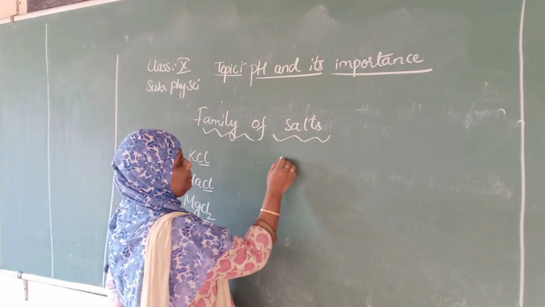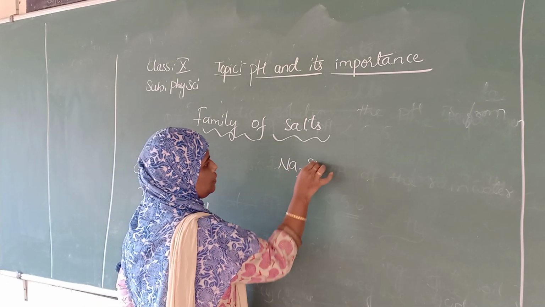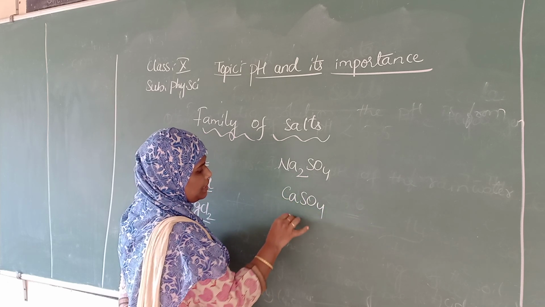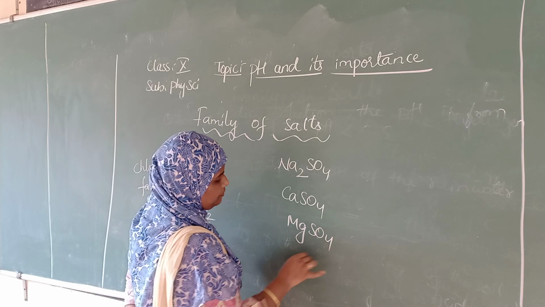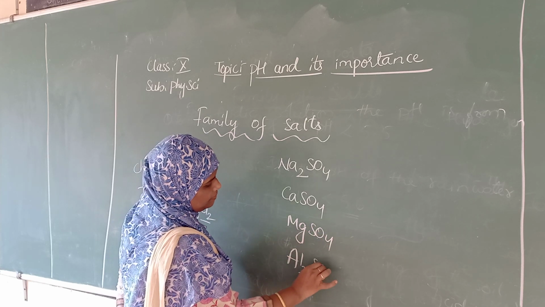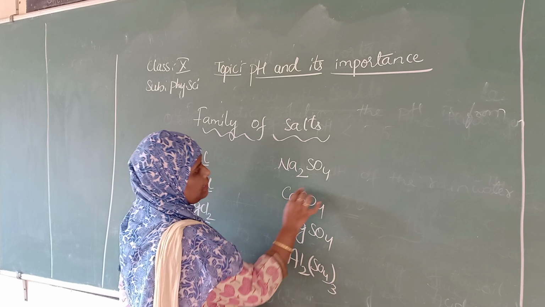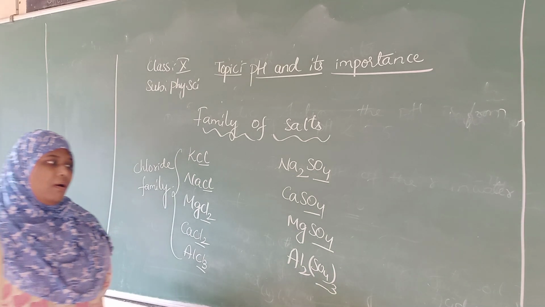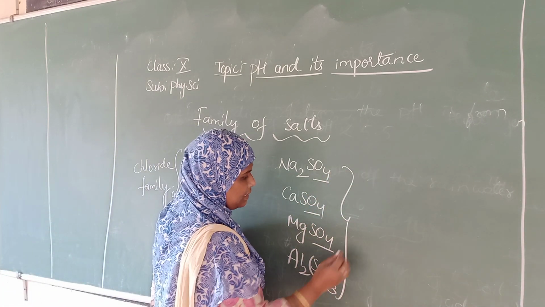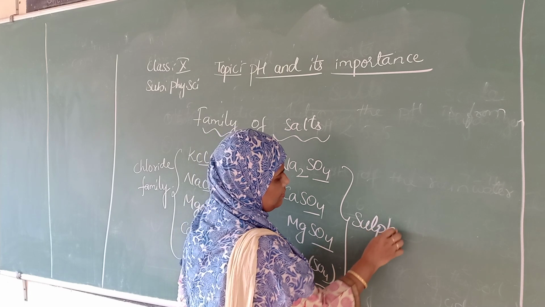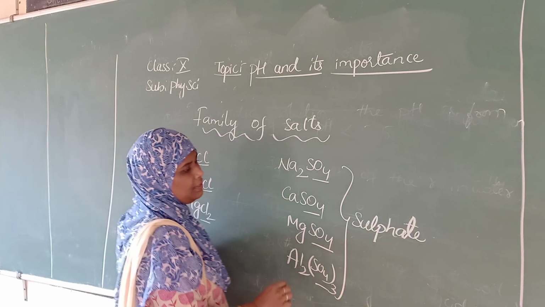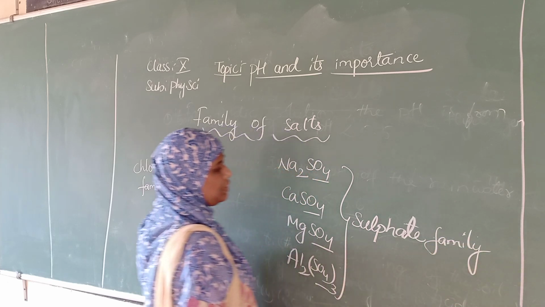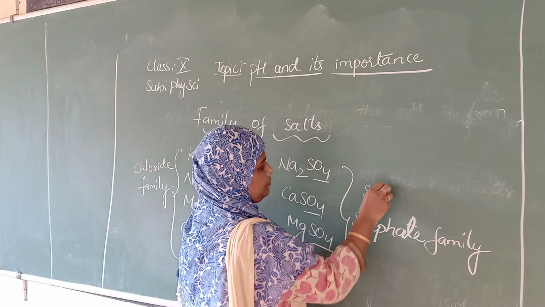Now let us observe another set of salts, that is sodium sulfate, calcium sulfate, magnesium sulfate, aluminium sulfate. All these salts have sulfate as the common ion. So all these salts belong to the sulfate family. Salts of the sulfate family, we can call it as.